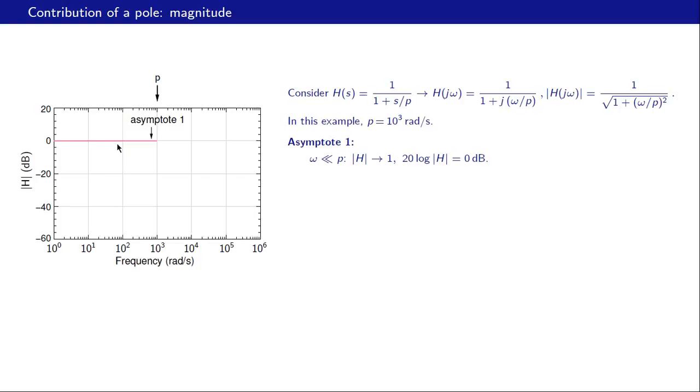Now if you notice, we have actually extended this asymptote all the way up to p, because we are only interested in an approximate description of the function. Obviously there is going to be some error at this point, because this point is ω equal to p, not ω much smaller than p.